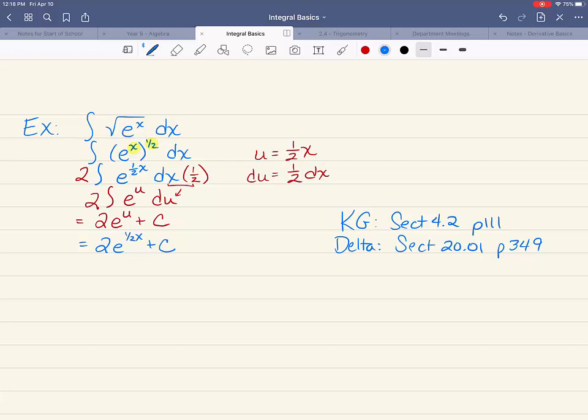The next thing we will be covering in the next video is the integration of logarithms, going backwards from the derivatives of logs.